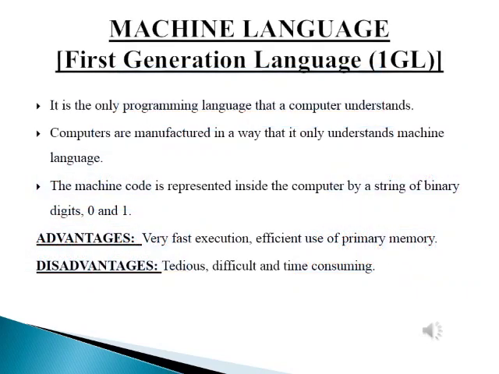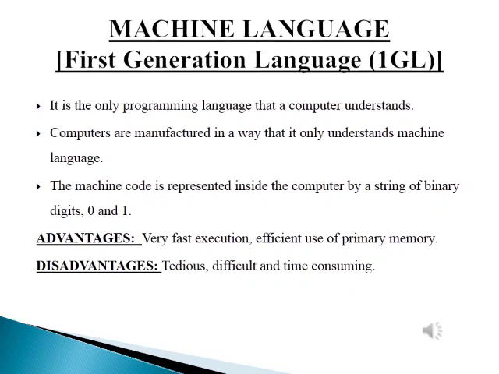Our next topic is machine language. This language is also known as the first generation language. It is the only programming language that a computer understands. All computers are manufactured in a way that they only understand machine language. It was the first ever language developed for computers. The machine code is represented inside the computer's memory by a string of binary digits, 0 and 1. When the instructions are written in machine language, they are written as a series of 0 and 1 only. No other digit or alphabet is used in machine language.